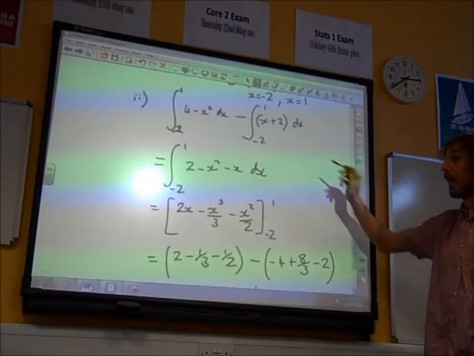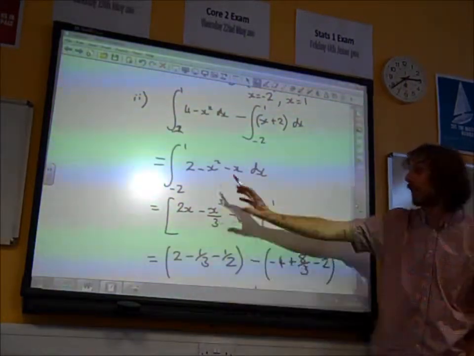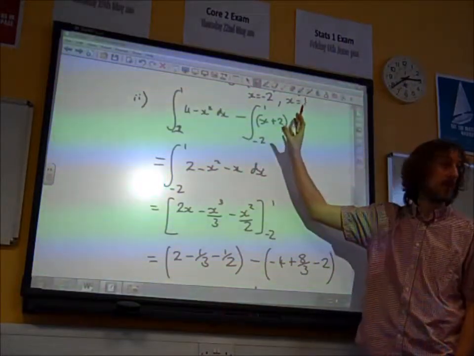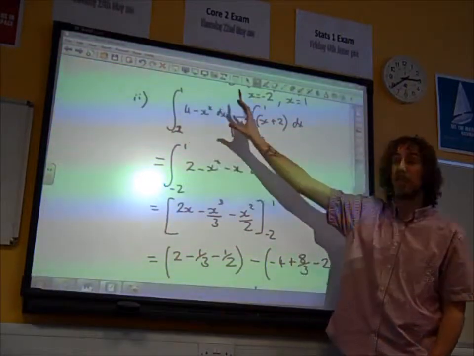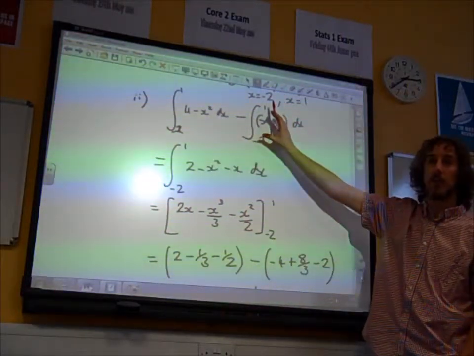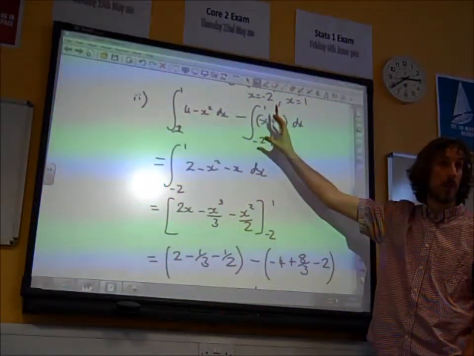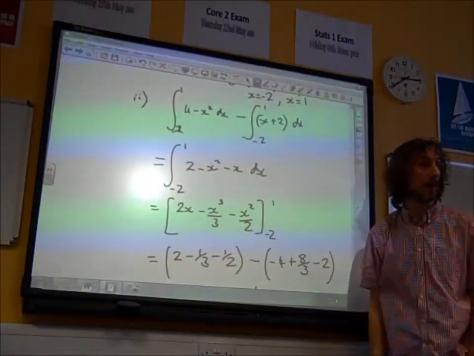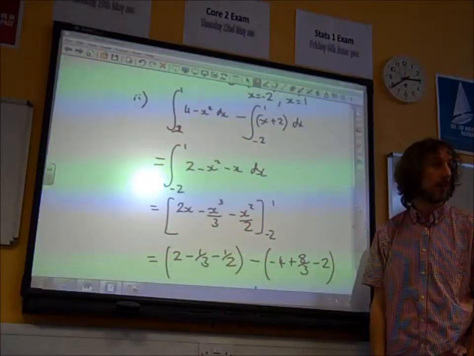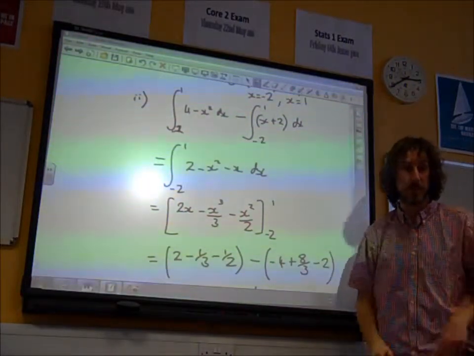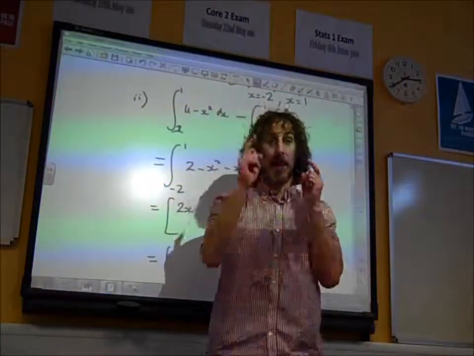6 marks. Now, I don't mind how you did this. You could have worked with these 2 bits of integration separately. You could have worked with this one as an integration, and this one as a triangle, found the area of the triangle and taken it away. Either way that you did that, you'd have got to 9 over 2, 4.5 as your answer at the end. That's it. And that's maths.